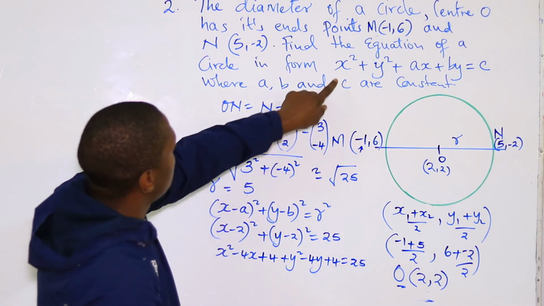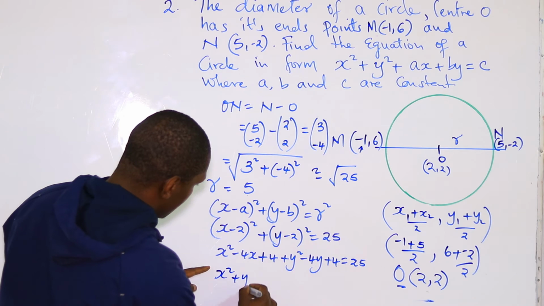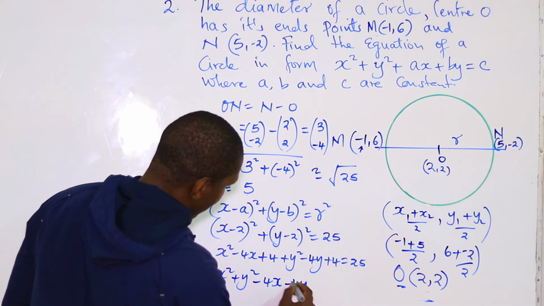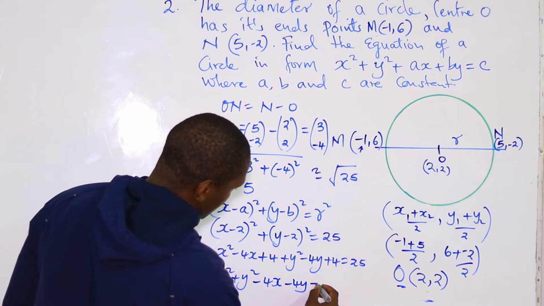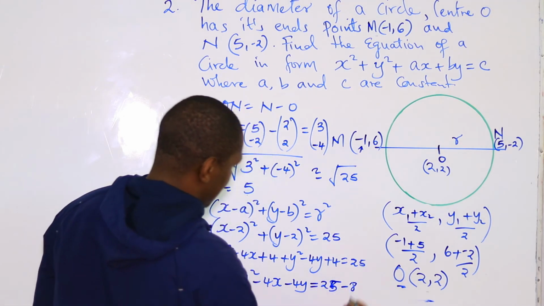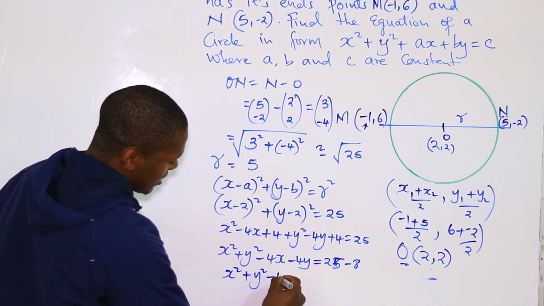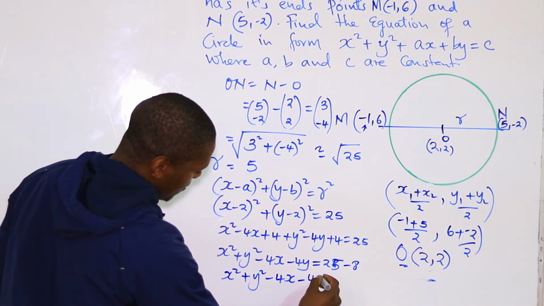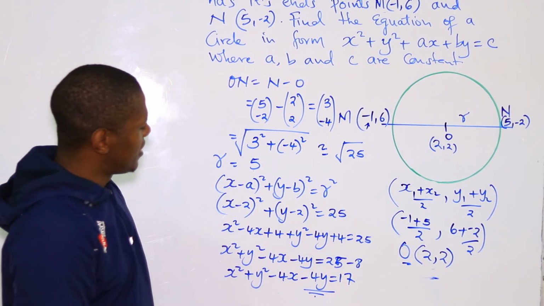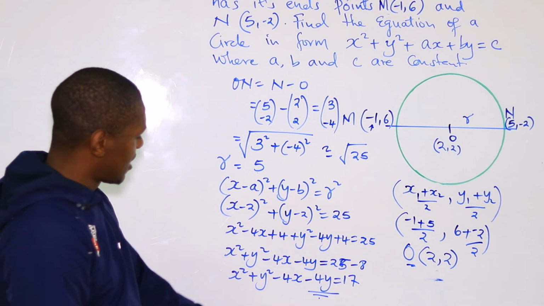Writing this equation in the form that is specified here, we have x squared plus y squared minus 4x minus 4y, then 4 plus 4, that is 8. So this will be equal to 25 minus 8. Solving this, we have x squared plus y squared minus 4x minus 4y equals 17. So that is the equation of this circle in the form x squared plus y squared plus ax plus by equals c.